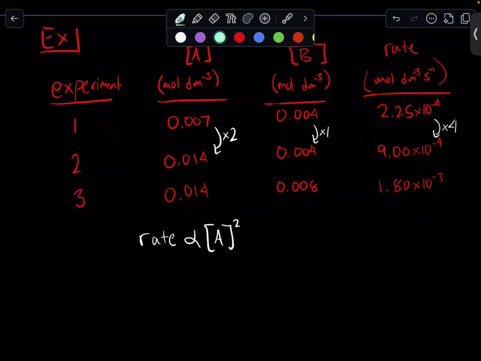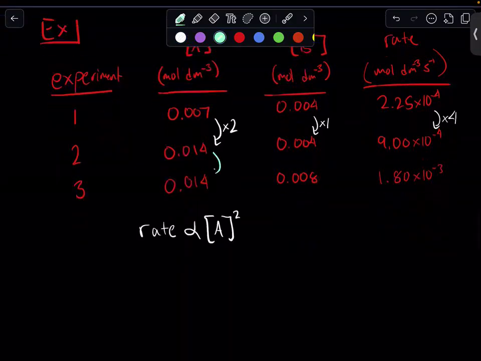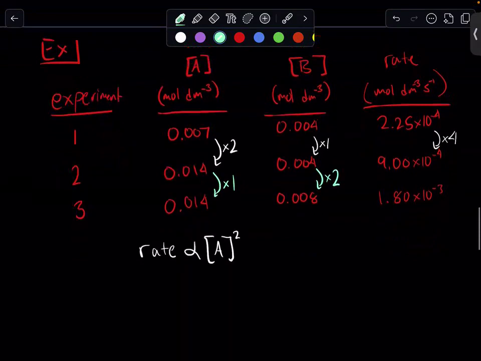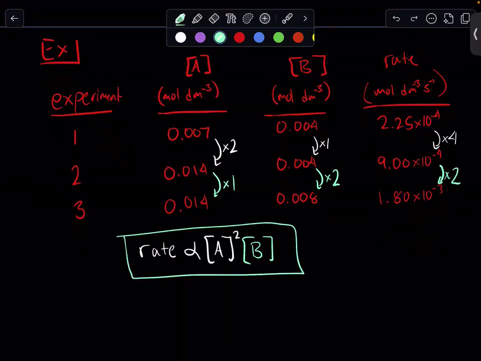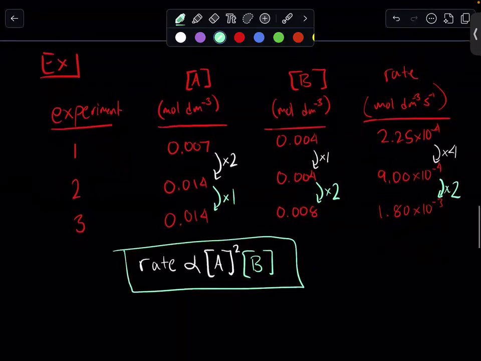Now, in between trial 2 and 3, this stays the same, times 1, but this is doubled. Our concentration of B is doubled. And here, 9.00 times 10 to the minus fourth to 1.80 times 10 to the minus third is also a double. So this is directly proportional. So we know it's B to the first, but we're not going to write to the first power. So here we go. We have now calculated the rate expression, or sorry, discovered the rate expression through our experimental data.